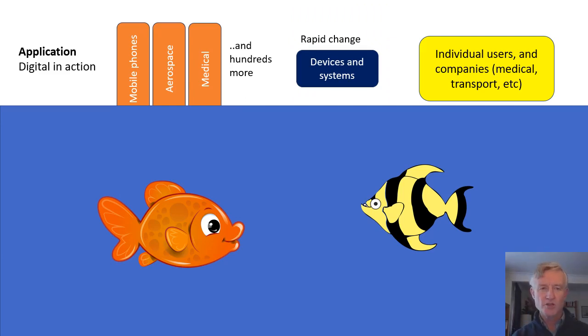When people talk about digital competencies and skills, what they're usually thinking about is the stuff that breaks through the surface of the water. So here I'm thinking about applications like mobile phones or aerospace or medical or your home computer, right? Lots and lots of them. We come across it all the time. It changes very rapidly. It tends to be focused very much on particular devices and systems, and it's often focused around individual users or companies or institutions that are using information technology for a particular purpose. So this is what I mean by breaking the surface. It's using technology for a particular purpose, products and services.